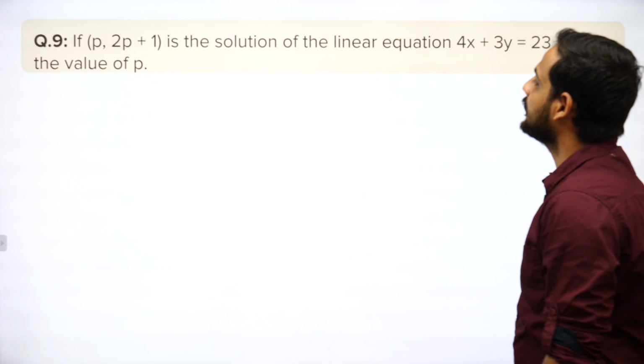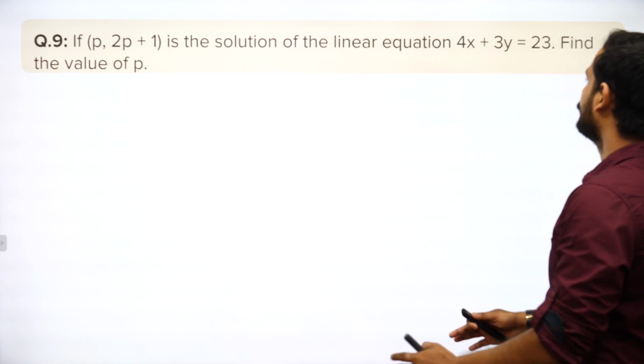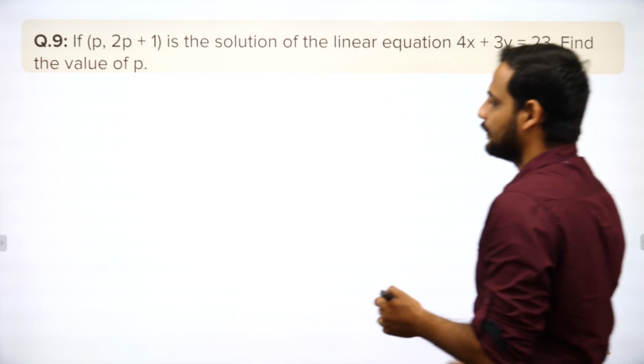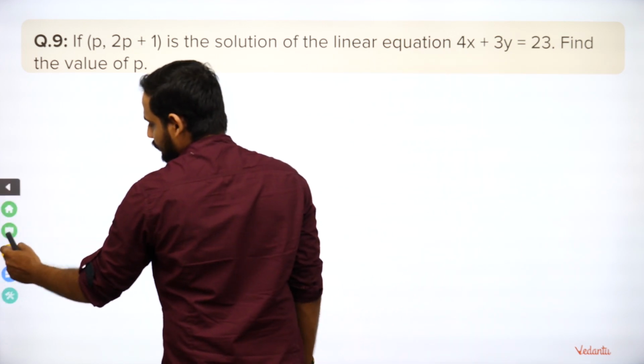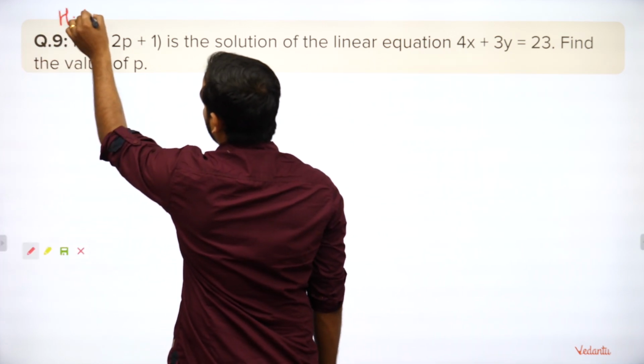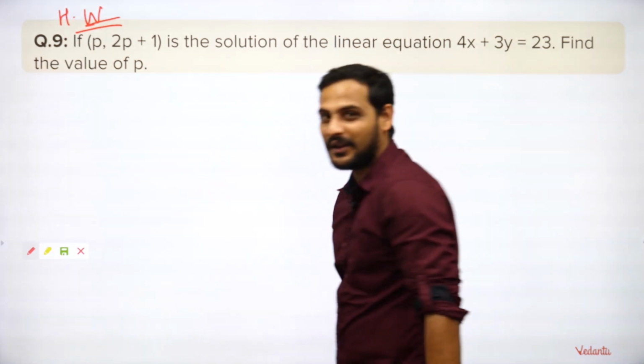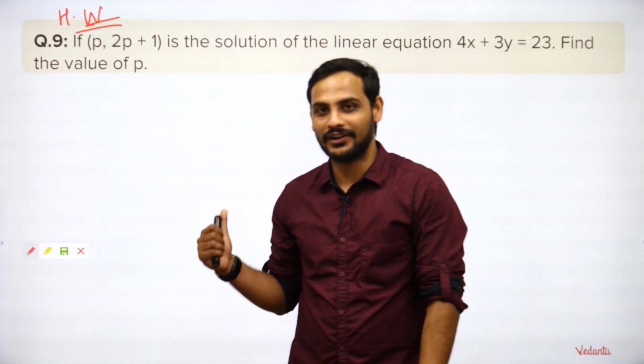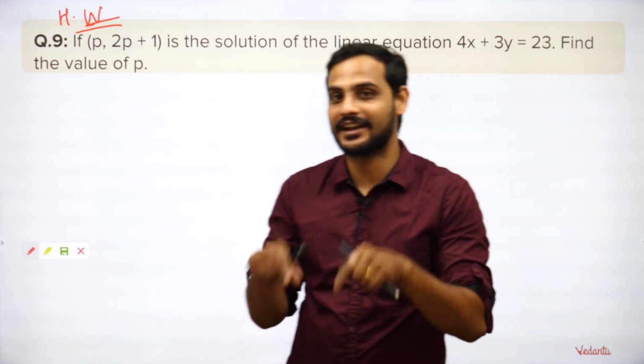Question 9: If (p, 2p plus 1) is a solution of this equation, find the value of p. And this, children, is your homework question. Let me know how many of you will be able to solve this and give me the answer in the comment box.